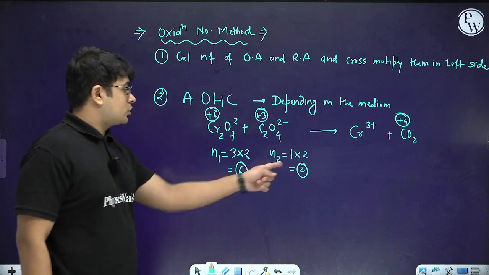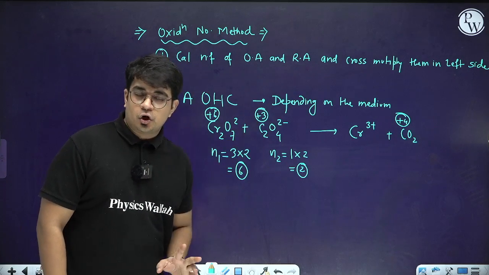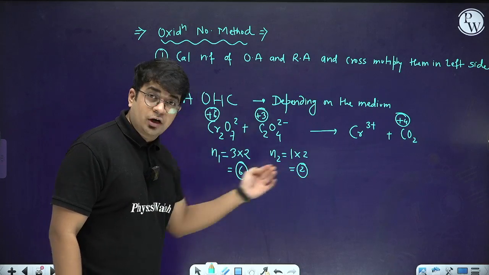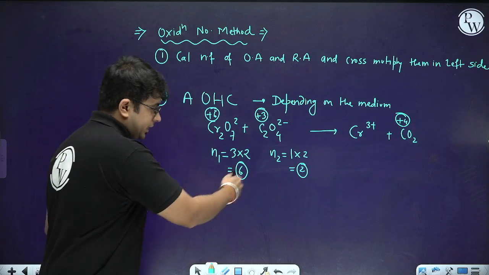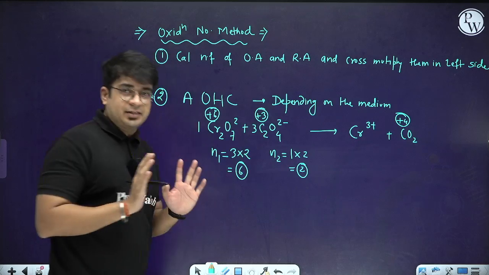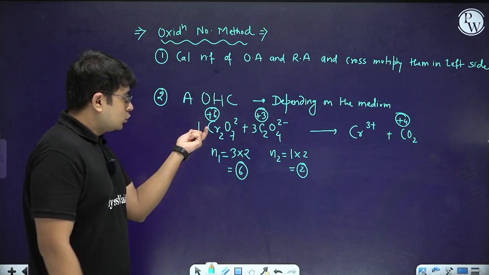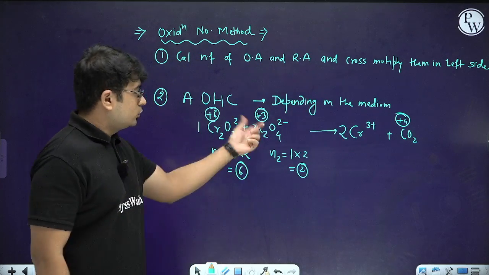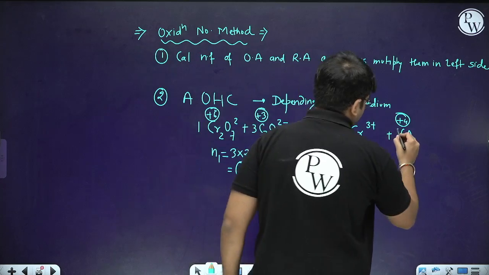So either you can cross multiply 2 here or 6 here, or you can take the minimum ratio. The minimum ratio of 6 to 2 is 3 to 1. So 3 is here, 1 is here. I can cross multiply 1 here and 3 here on the reactant side. Now 2 Cr are there, so 2 Cr. 3 twos are 6 carbon, 6 carbon.